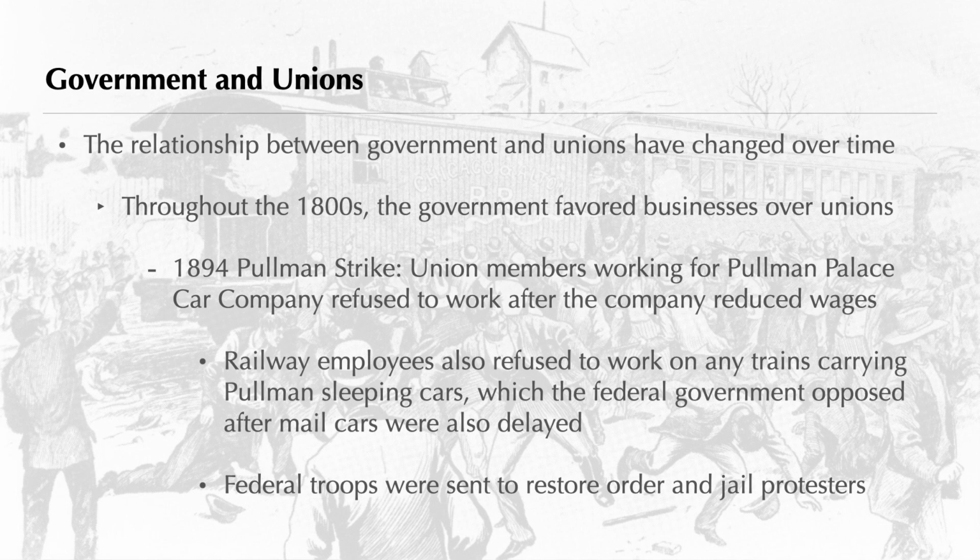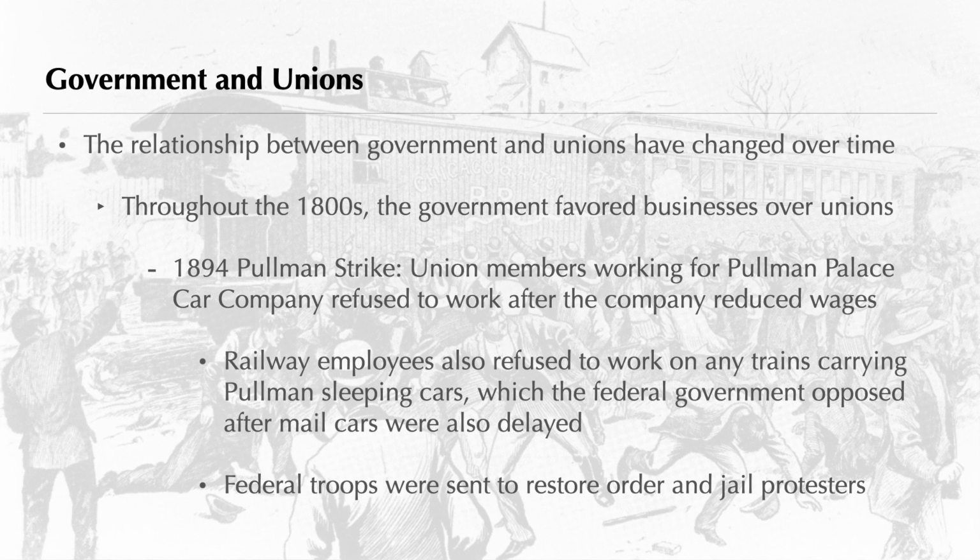The government's responses to unions have changed over time. During the 1800s, the government generally favored business interests over those of labor unions. For example, in 1894, workers at Chicago's Pullman Palace Car Company factory, which produced sleeping cars for trains, protested wage cuts by refusing to work.